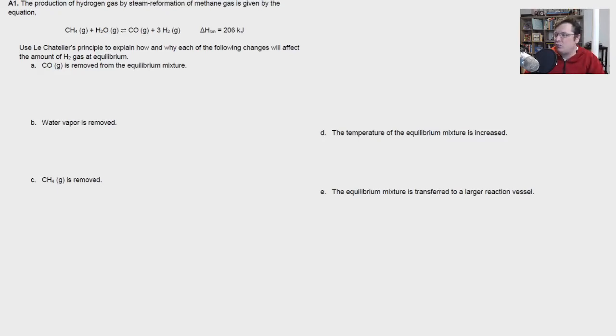That stuff out. A1, right? So what we're going to be looking at here is just simply straight up Le Chatelier's principle problems.